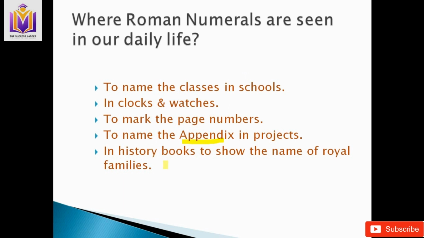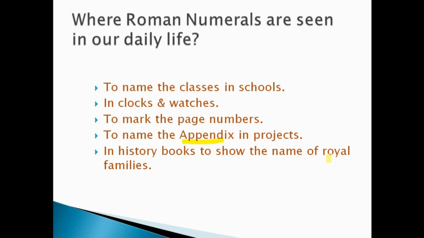Now in history books, to show the names of the royal families, sometimes the name of the person or the family name is written with X or I or II, something like this. So in history books we generally see Roman numerals like this.